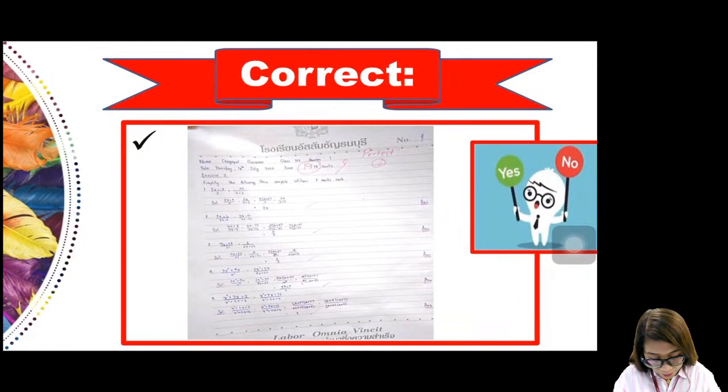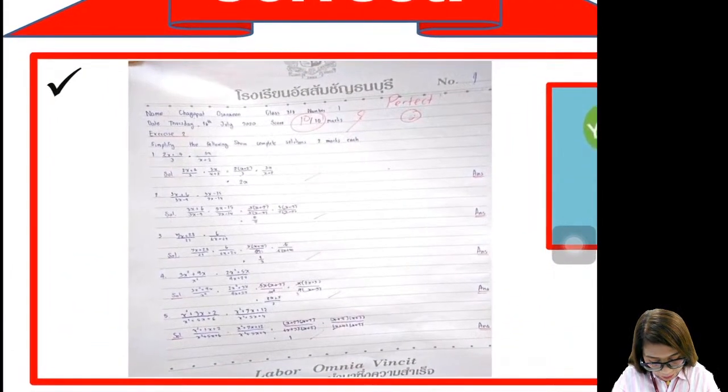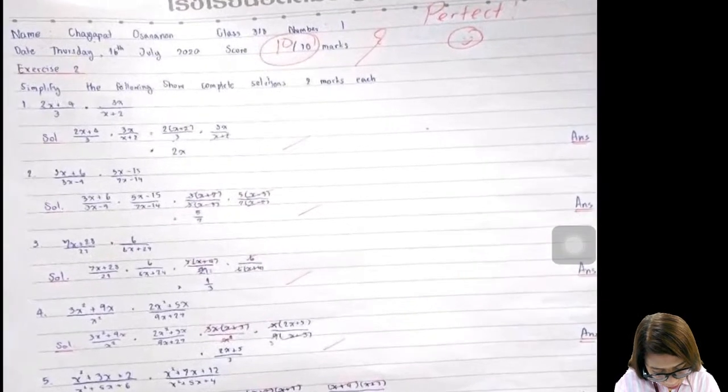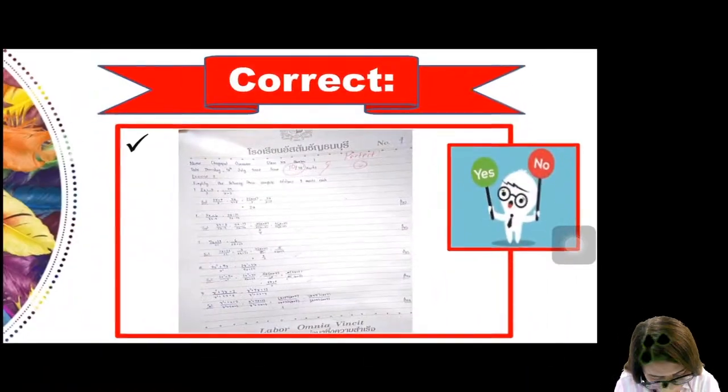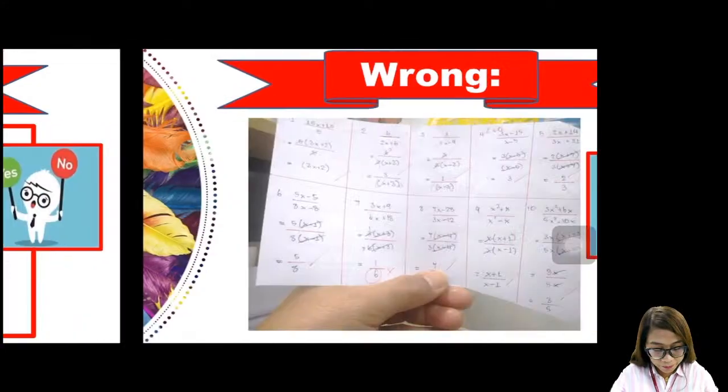So this is from Chayapat again, of Matayom 3/8, number 1. I would like you to do the same format so it's easy for me to write the score on the right side and easy for me to record your score.